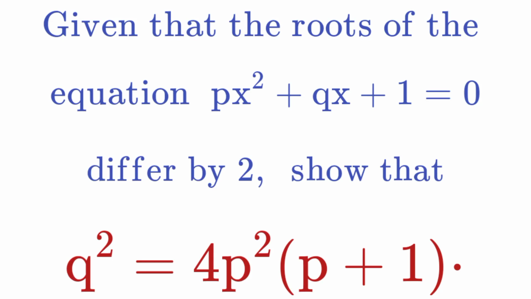Hi, here is a question in the topic quadratic equations. Given that the roots of the equation px squared plus qx plus 1 equals 0 differ by 2, show that q squared is equal to 4p squared into p plus 1.